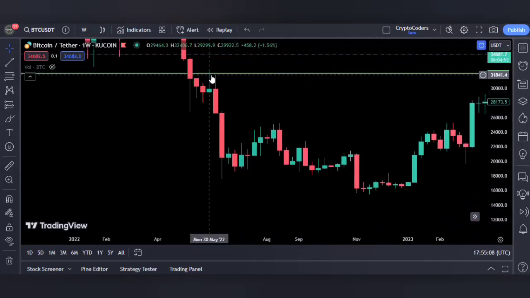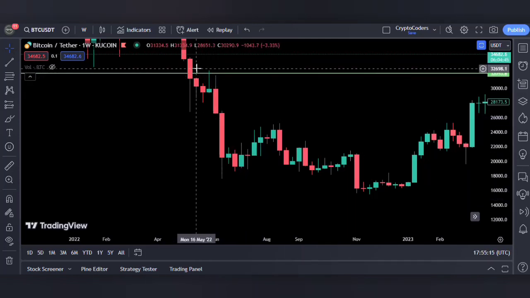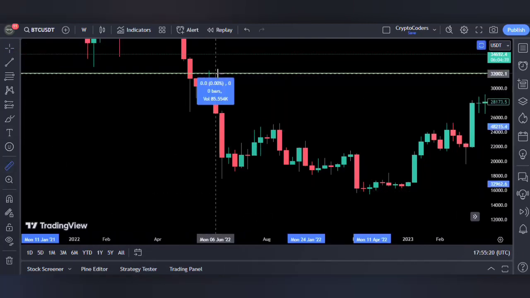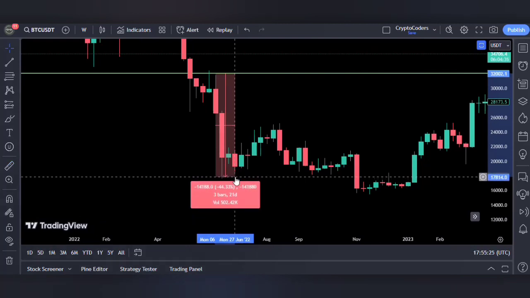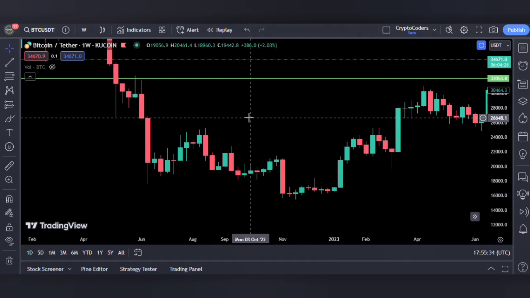So after the retest, you were supposed to sell here because this level will now start to act as resistance. So a huge move towards the downside, you could have saved your money. A reaction of 44%.